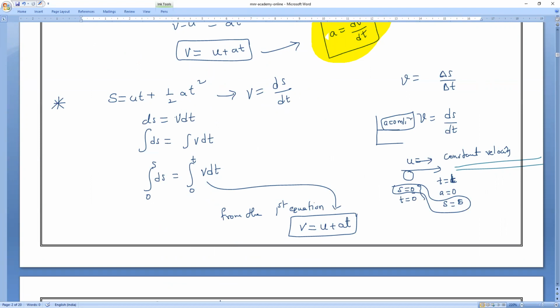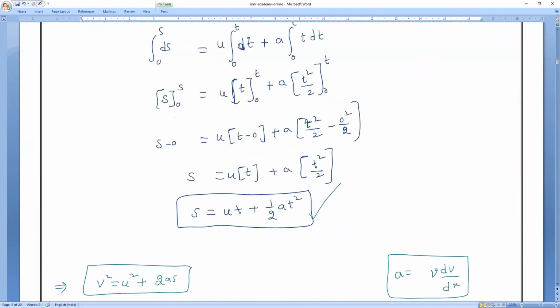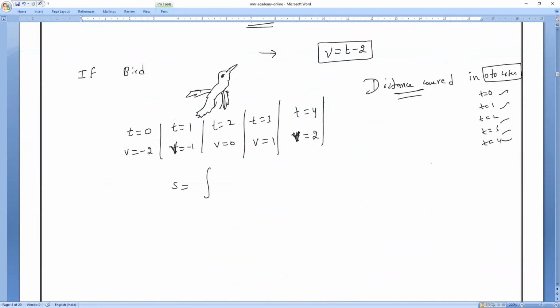Now, can you tell me the limits, Laksha? They are saying 0 to 4. And v equals t minus 2, dt. Is it okay, guys? Yes, sir. And apply the integration. So apply this integration and tell me.